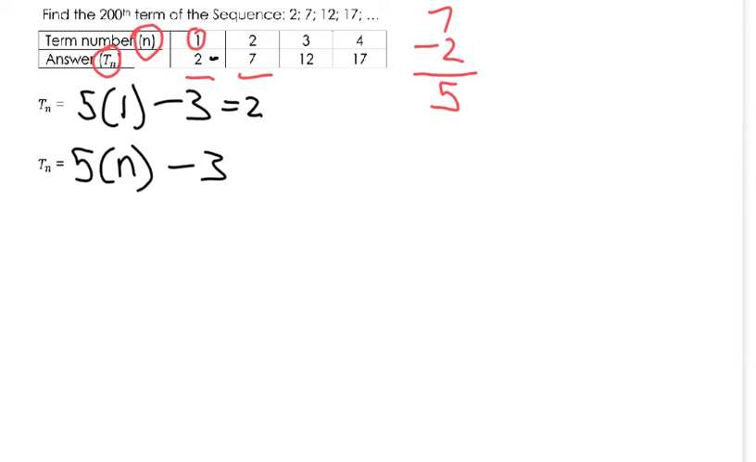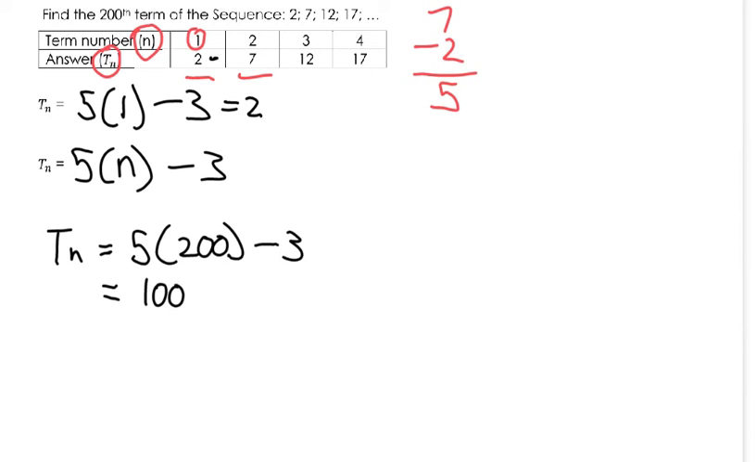So if we want to work out what the 200th term is, we start with Tn equals 5, and then in brackets we're going to put in 200, because 200 is the term that we want to find the answer to. Take away 3. 5 times 200 will give us 1000, but we still have to take away 3. 1000 take away 3 leaves us with 997. And there's our final answer. The 200th term of that sequence will be 997.